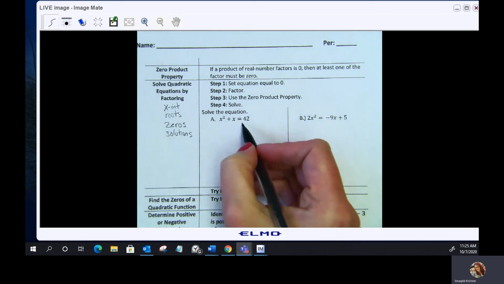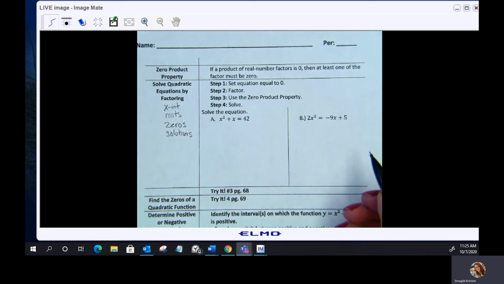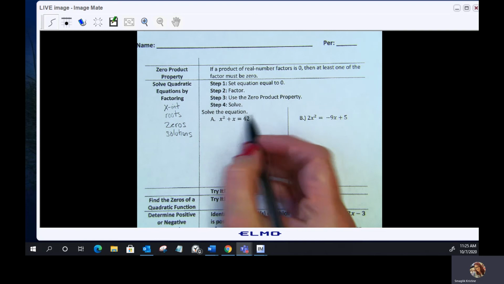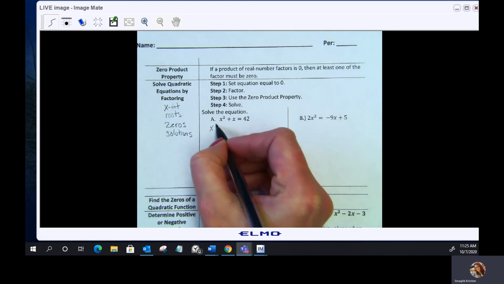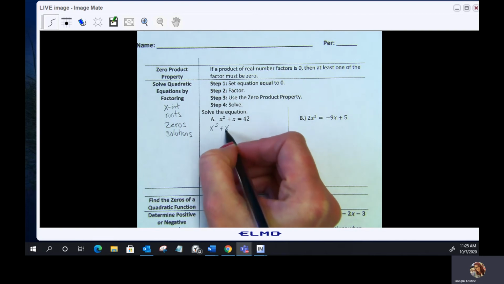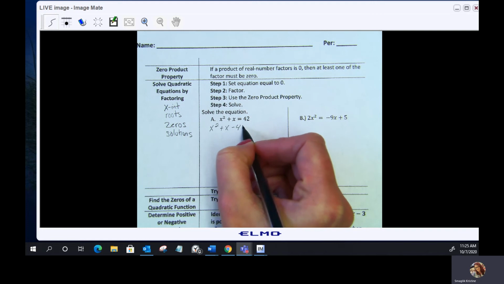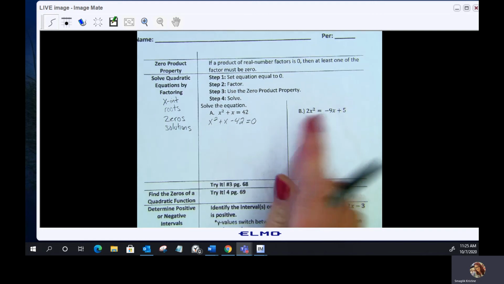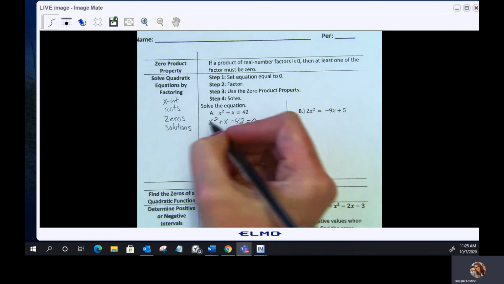So the first thing we want to do is set the equation equal to 0. You can see I've got a 42 on the right hand side of the equal sign. I'm just going to subtract that from both sides, and that's going to leave me with x squared plus x minus 42 equals 0. Now I can easily factor this quadratic.